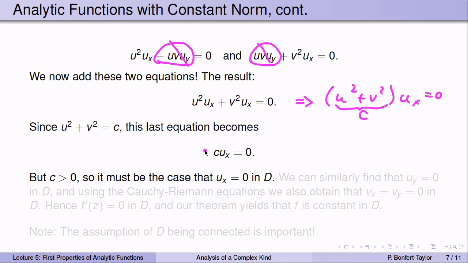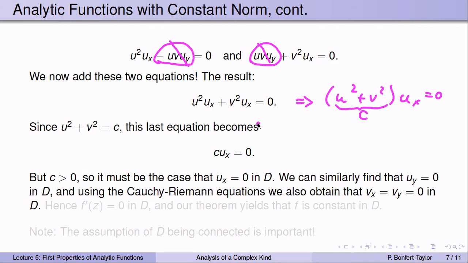You can do a similar calculation by using different substitutions, multiplying with different numbers, and find that uy is also equal to 0 in D. And now using the Cauchy-Riemann equations, once you have that ux and uy are 0 in D, you can find that vx and vy are also 0 in D, and therefore f prime is 0 in D, and we're back to being able to use our theorem, which says that f must be constant in D.